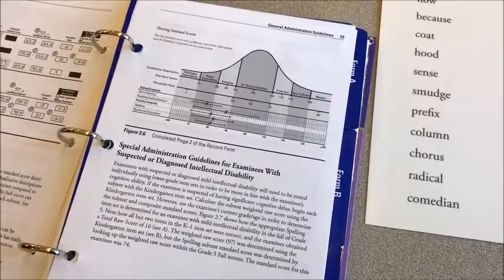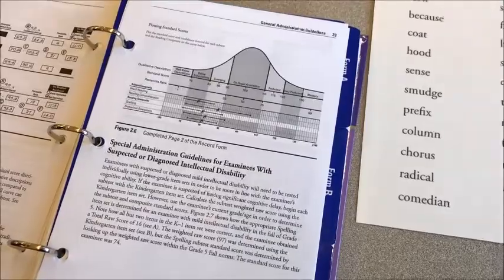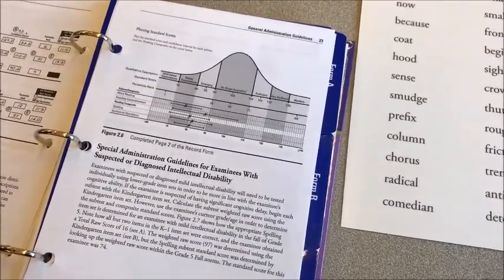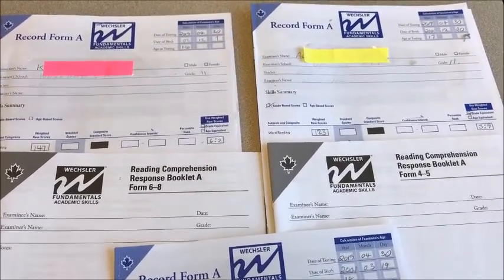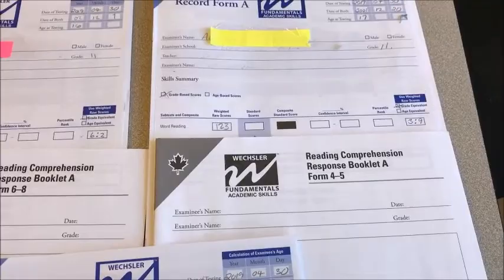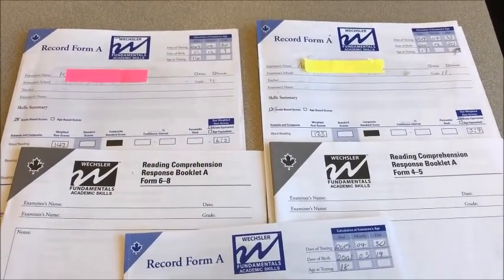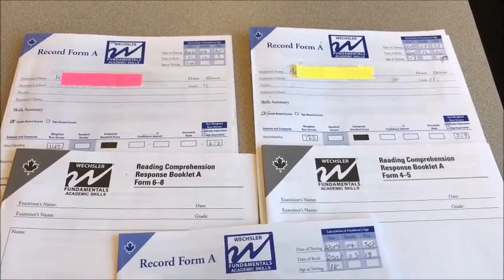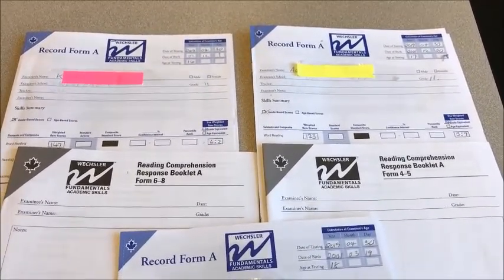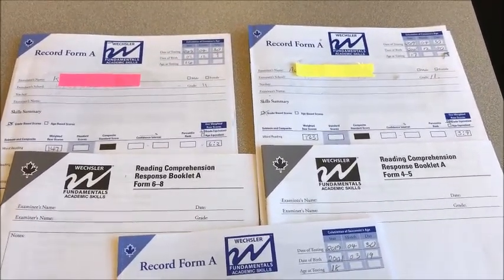So what we do in that case is we follow the guidelines for how to administer and score subtests for students with learning disabilities. The WIAT reading comprehension booklets actually start at K to 3. So you've got K to 3, 4 to 5, 6 to 8, and the 9 to 12, right? However, because we're using this assessment to assess students in grades 6 to 12, we don't generally use the kindergarten to grade 3 reading comprehension subtest because it's just not appropriate.